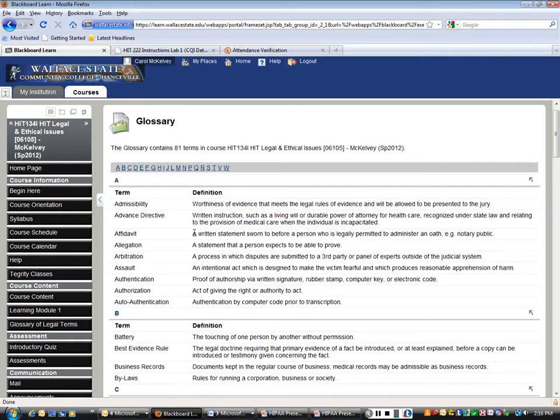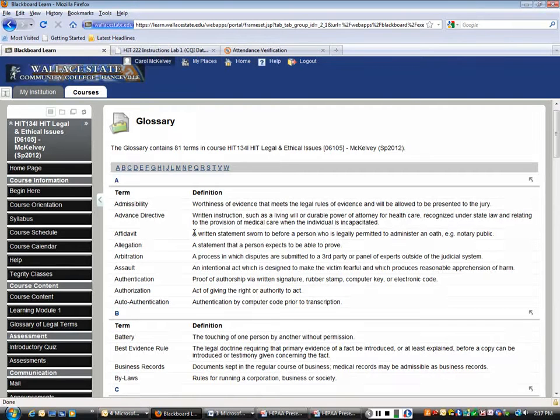Allegation. An allegation is a statement that a person expects to be able to prove. I allege that the defendant did hereby on this date do this, that, and the other. That's an allegation. And so you hear that a lot of times in opening arguments in a trial, and one attorney will allege something. Doesn't mean it's truth at that point, but the allegation is basically a statement that someone says they will be able to prove.